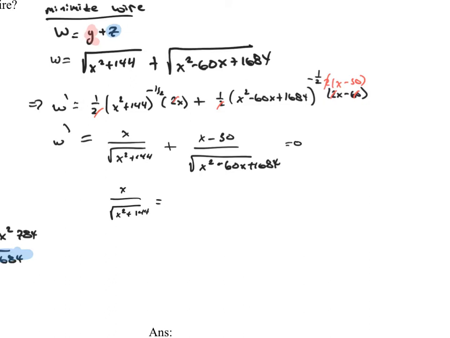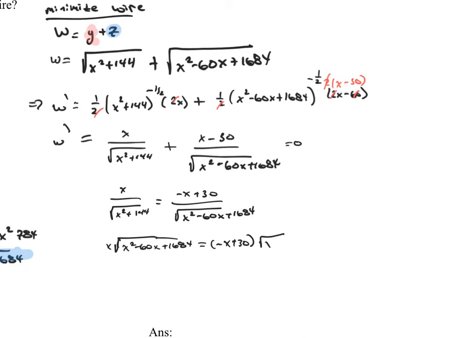144 is going to be equal to, well, I'm going to distribute the negative. I'm going to subtract it on both sides. It's going to be negative x plus 30, I'll distribute the negative on top, times the square root of x squared minus 60x plus 1684. Then I'm going to cross multiply here. So I'm going to have x times the square root of x squared minus 60x plus 1684. That's going to equal negative x plus 30 times the square root of x squared plus 44.